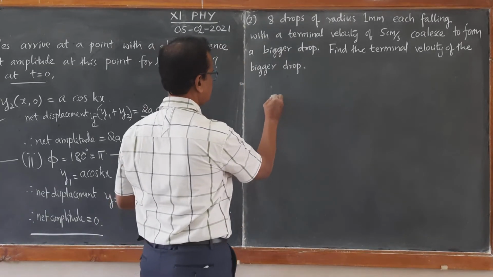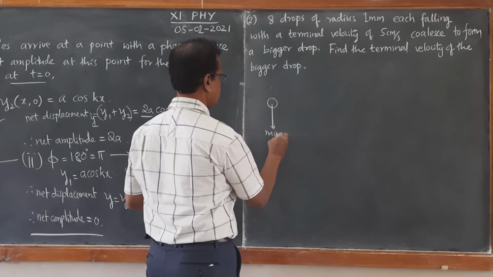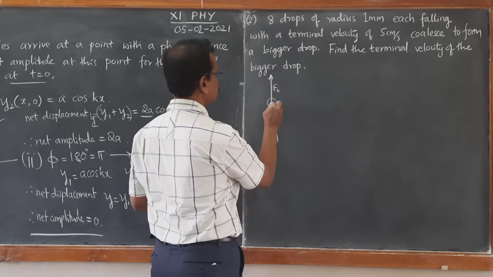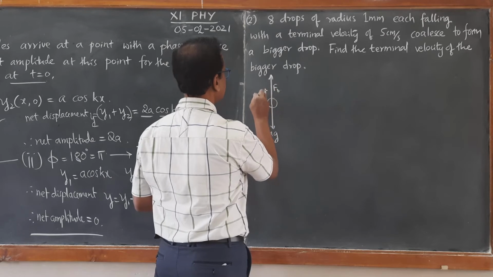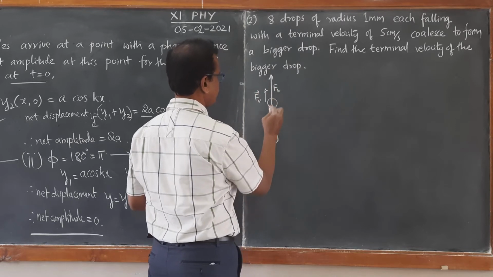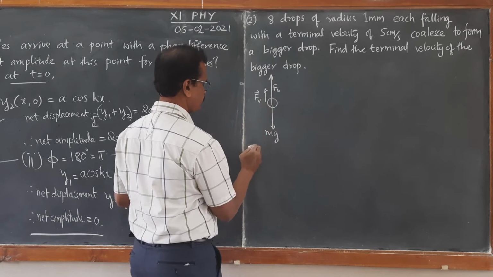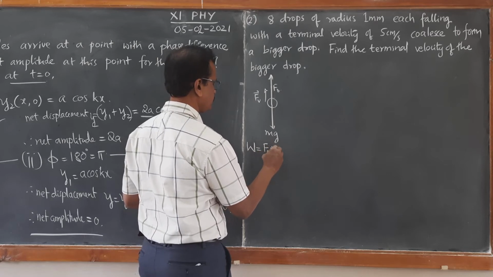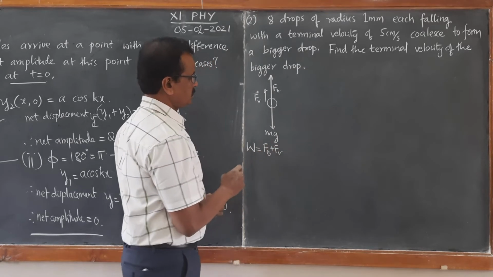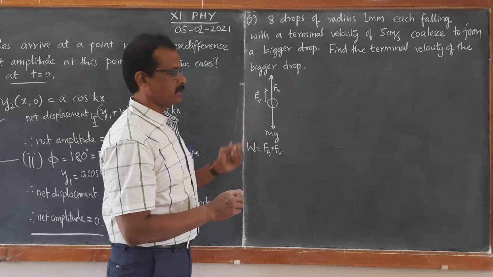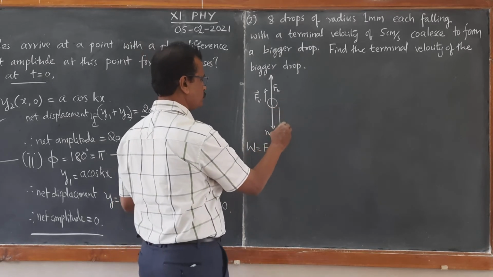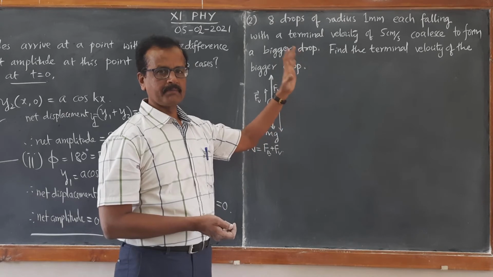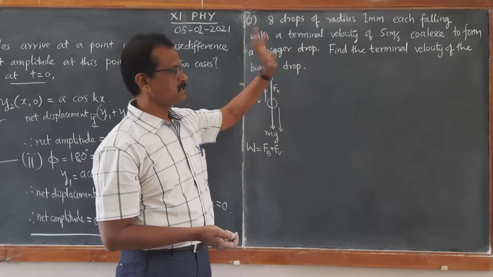If this is a raindrop, its weight is mg, and the force due to buoyancy is vertically upwards and the force due to viscosity is also vertically upwards. When Fb plus Fv becomes equal to the weight, then the net force acting on the raindrop becomes 0. The drop continues to move with that final speed which it has attained at that moment. So that speed is called the terminal speed.